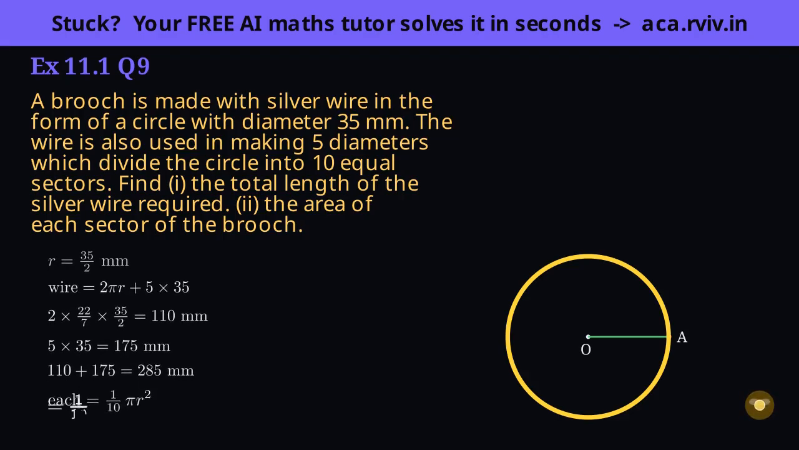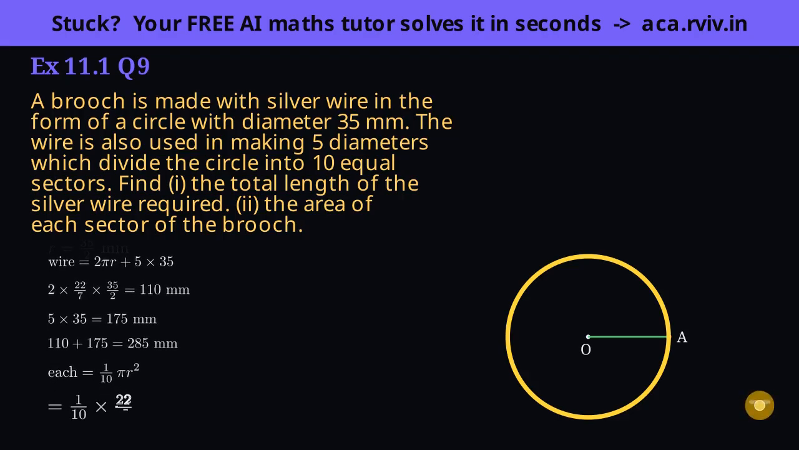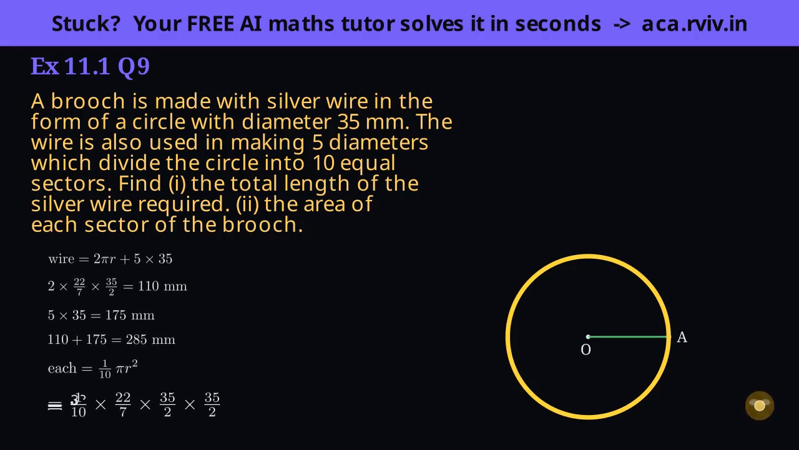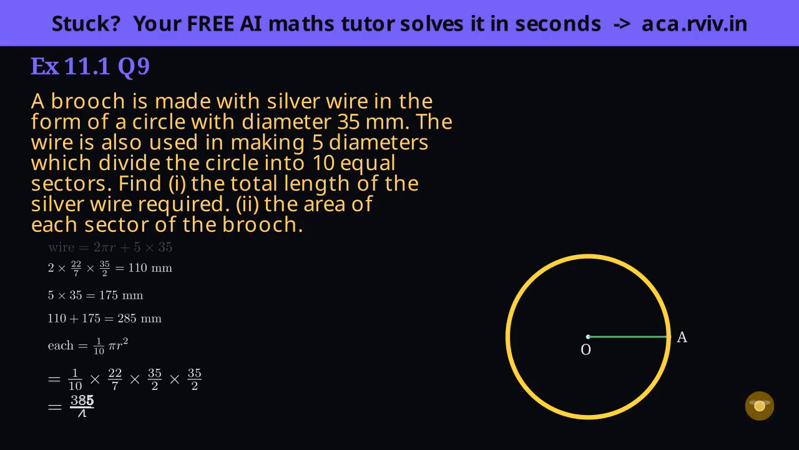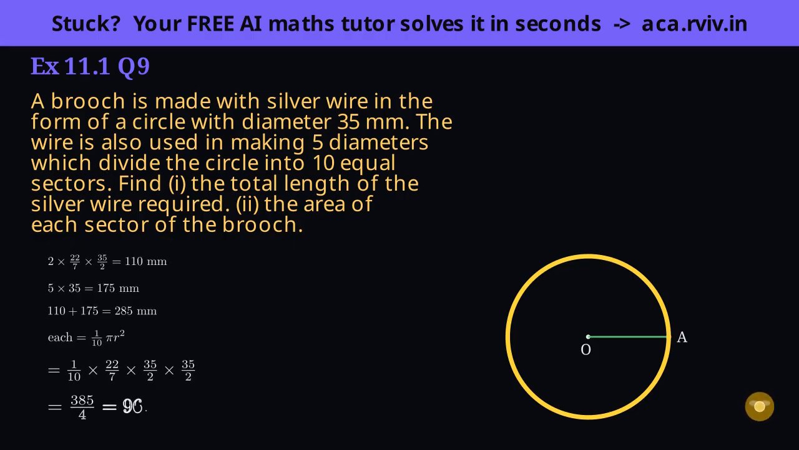Substitute pi as 22/7 and r as 35/2, writing r squared out in full so the cancelling is visible. Cancel the 7s and the 2s and multiply out. Each sector is 385/4, which is 96.25 square millimeters.